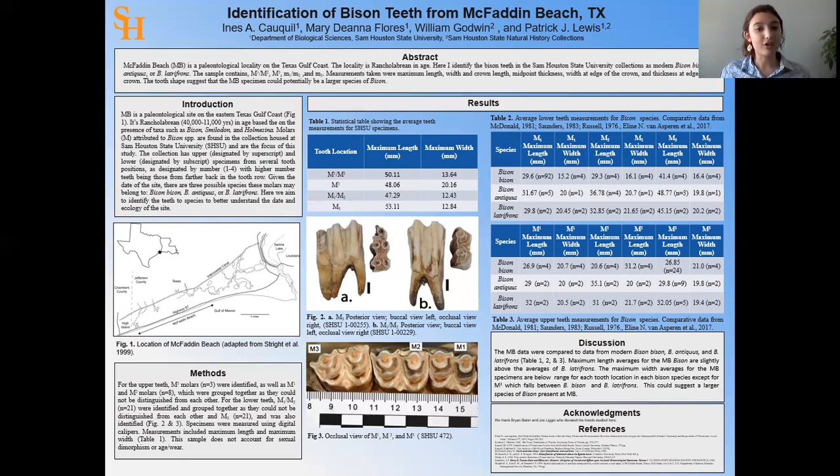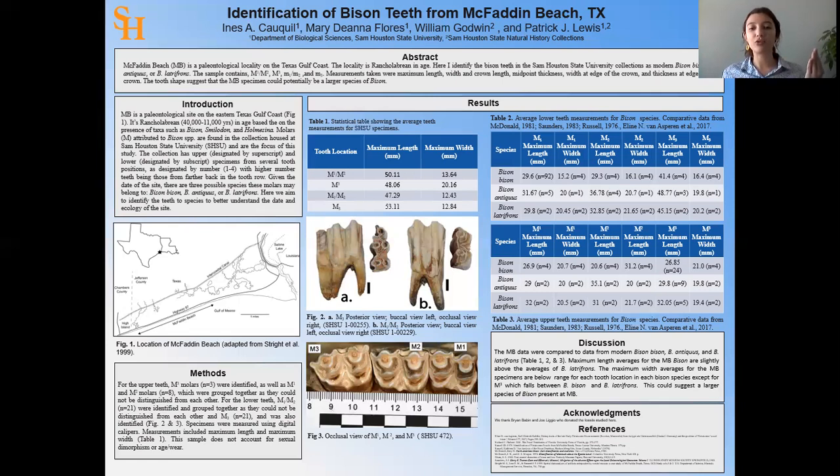Due to the range of the Rancholabrean era, we can expect to see 3 different species of bison found in McFaddin Beach. This includes Bison bison, Bison antiquus, and Bison latifrons. The aim of this experiment was to identify the teeth to the species to better understand the date and the ecology of the site. When looking at the methods, we recovered all of the teeth and separated them into 2 main groups, upper and lower teeth.